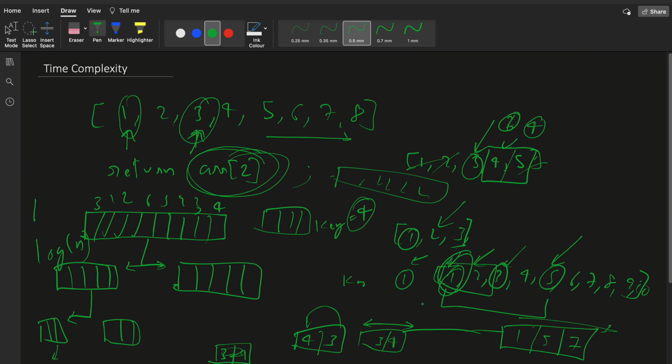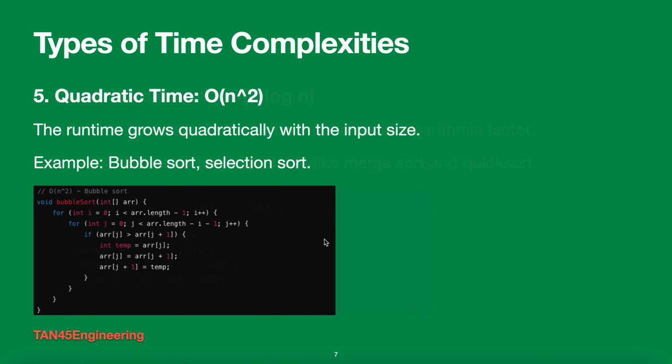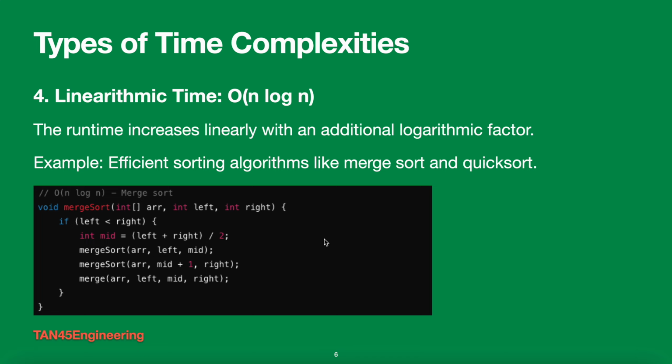So the length of the array will depend as well. So the final time complexity would be n log n, right? I hope it is clear. Let's go to the next one. This one is called linearithmic time complexity, linear times logarithmic, right? Some examples are merge sort and quick sort.